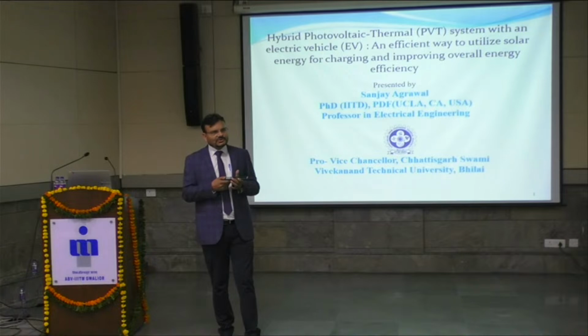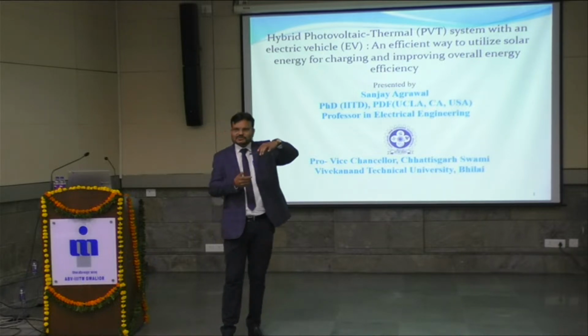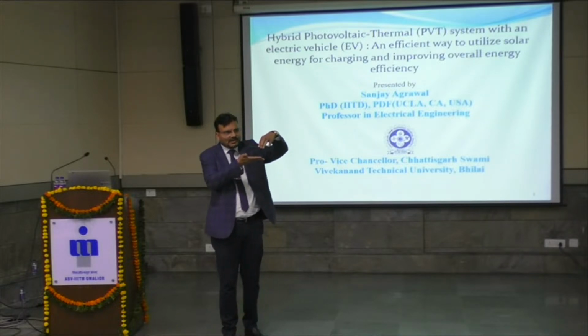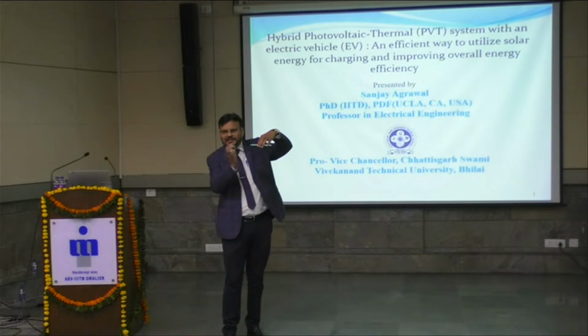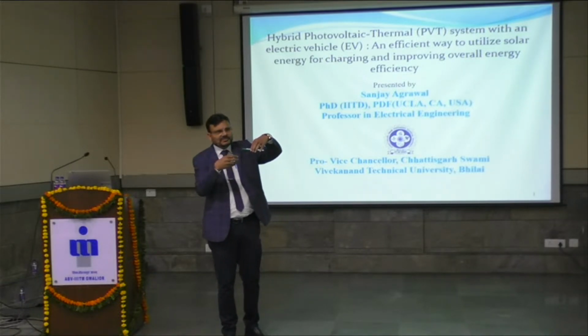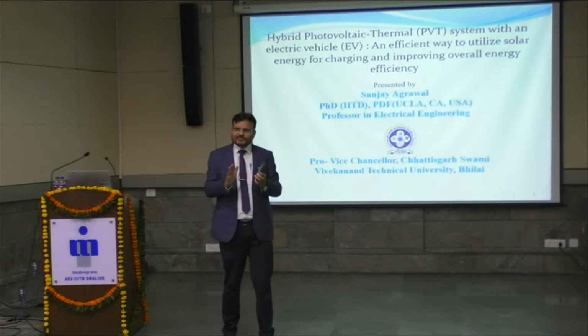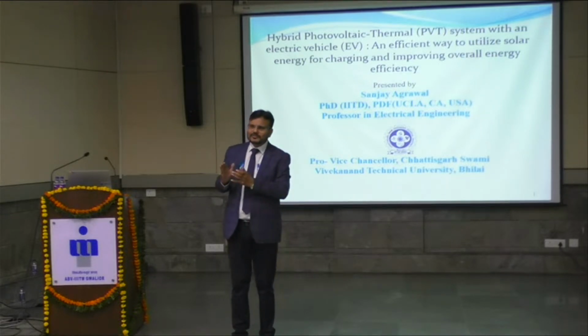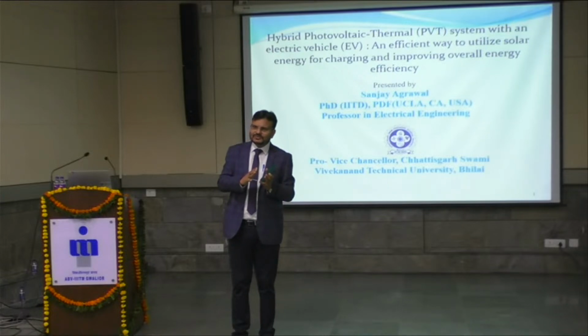So for that, what you can do, suppose this one is a PV module, right? This is one panel. Just make one channel, or you can say one duct, below the PV module, and you force the air with the help of some fan, or it may be natural circulation. So what will happen? It is a very simple phenomenon. Heat always transfers from higher temperature to lower temperature, right?